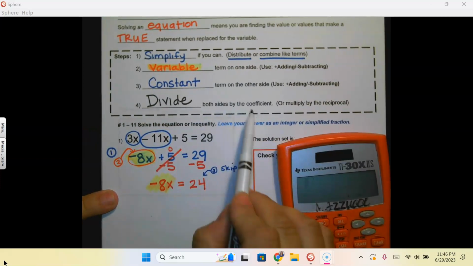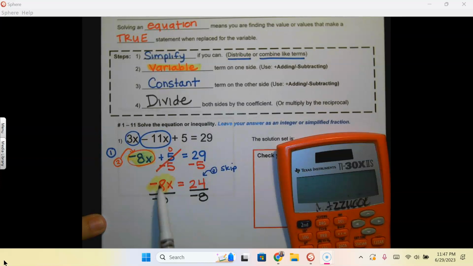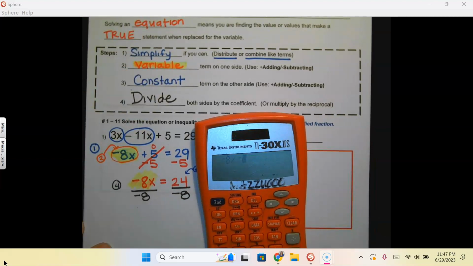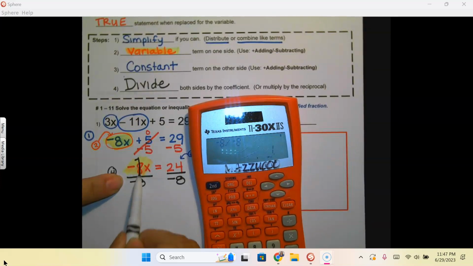So the coefficient is just a fancy word for the number in front of the variable. So we're going to divide both sides by a negative 8. Okay, so notice we're not dividing by 8, the opposite of negative 8. We're dividing by the same number right here. So the reason why we are dividing by the same number is because negative 8 divided by negative 8, when you divide the same number by the same number, it doesn't make 0, it makes 1. So this right here is making 1x.